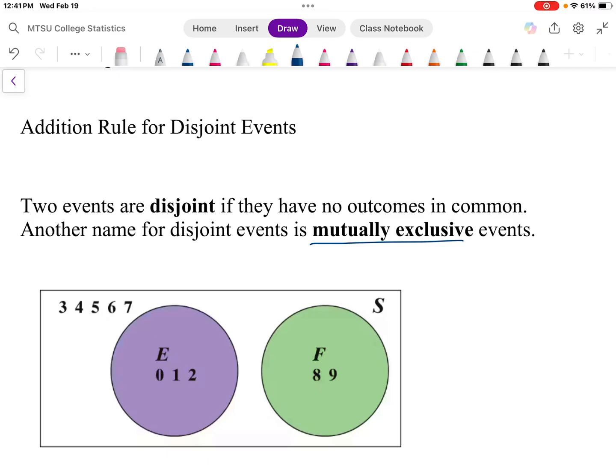When you see those words, I would immediately draw a picture. And if you don't see the words mutually exclusive or disjoint, that's probably a good indicator that we have some overlap, some things in common between the two events. So we would draw a Venn diagram with overlapping circles, or you can even do a two-way table where they have something in common. There's a lot of different ways to represent it.